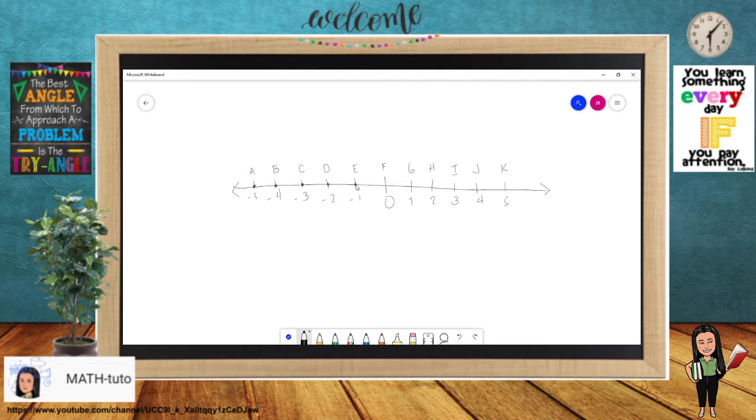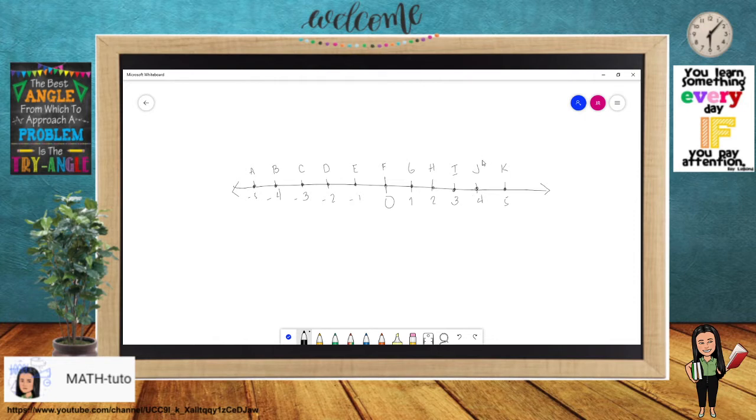Every point can be made to correspond to a real number, and we call that graph. Which means that in this illustration, if we want to know what is the graph of negative 1, the graph of negative 1 is E. The graph of 2 is H. The graph of 4 is J.